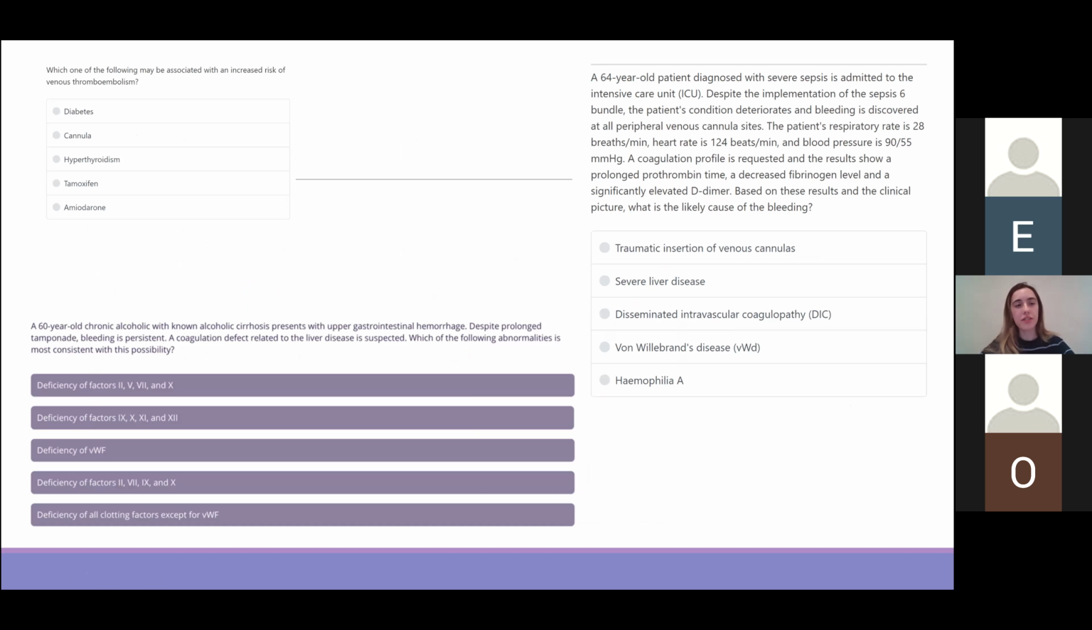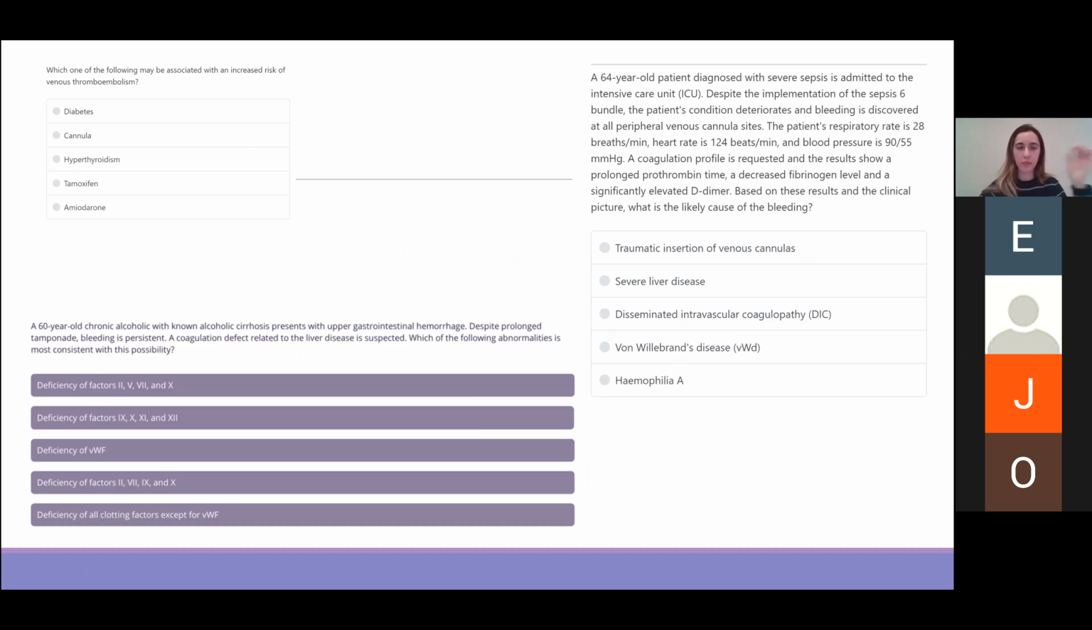I'll give you a chance to try this question here at the top. It's a little bit tricky, but I'll give you a few seconds to have a go at it. Okay, so hopefully that was enough time. Probably wasn't, but this is leading into Virchow's triad. So a bit of a segue.